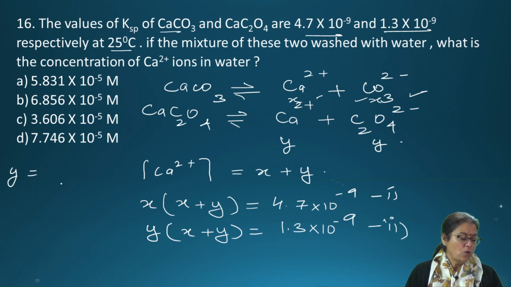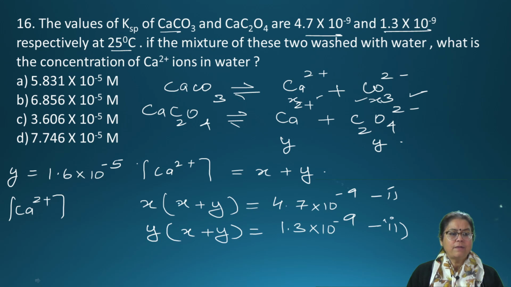इट कम्स टू 1.6 into 10 raised to power -5. ठीक है. So you can calculate the concentration of Ca2+ very easily either by this equation or by this equation. किसी भी इक्वेशन से फाइंड कर सकते हो. तो यहाँ पे जो कॉन्सेंट्रेशन आ जाती है इसकी, दैट इज गोइंग टू बी 7.46 into 10 raised to power -5. So your correct option over here is going to be D, right?